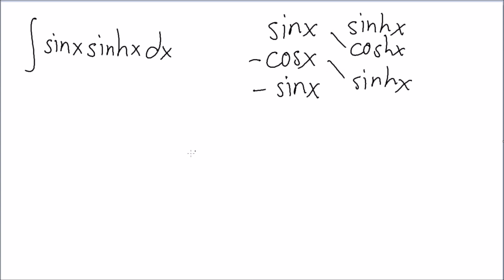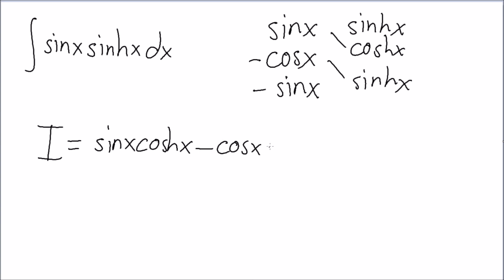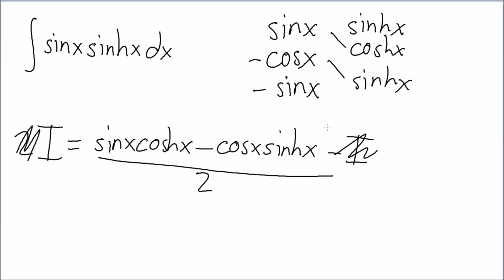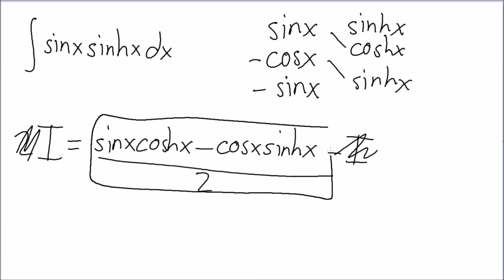with recursion. So this is I equals sine of x cosh of x, and then minus cosine of x sinh of x, and then we have the minus I. We just add this, we get 2I, divide everything by 2, and so you end up with just this whole thing right here, plus c. Right, so that's all that is.